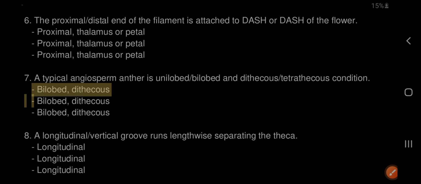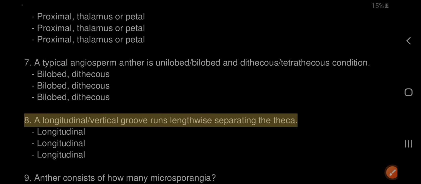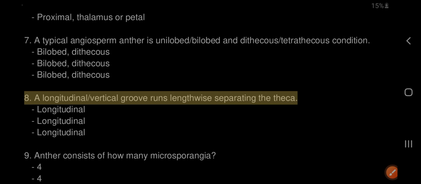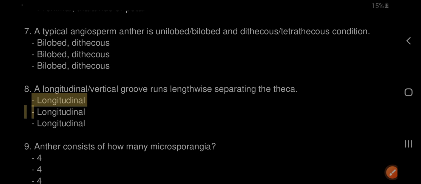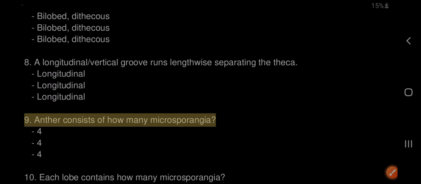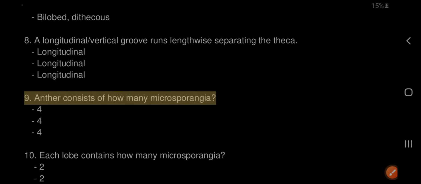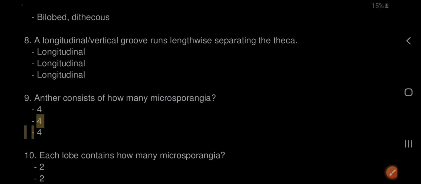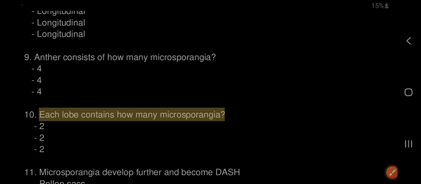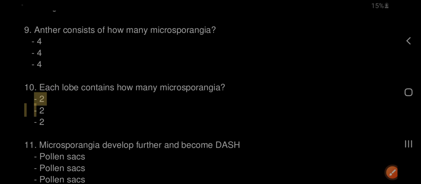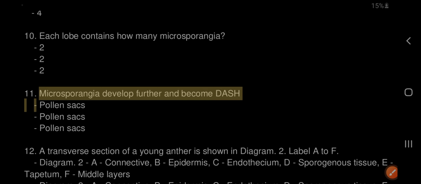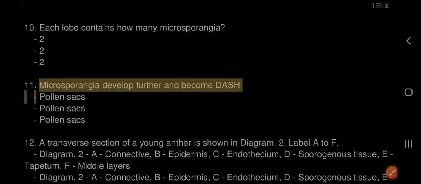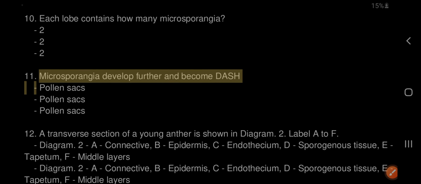8. A longitudinal vertical groove runs lengthwise separating the theca. Longitudinal. 9. Anther consists of how many microsporangia? 4. 10. Each lobe contains how many microsporangia? 2. 11. Microsporangia develop further and become pollen sacs.